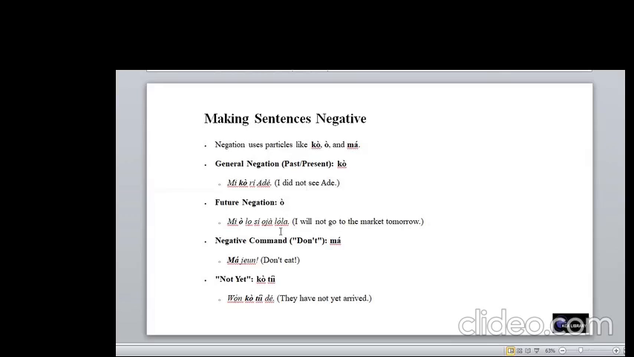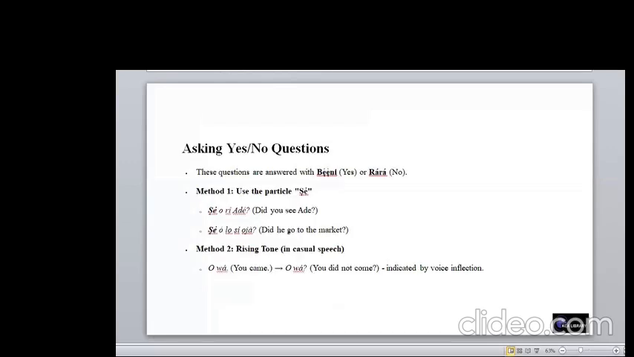Then for negative command, if you want to say don't in English, in Yoruba you say ma. For instance, you say ma jẹun, don't eat. Ma jẹun, don't eat. Then if you want to express not yet, you say kò tíì. For instance, you say wọn kò tíì dé. They have not yet arrived. So carefully observe these rules.